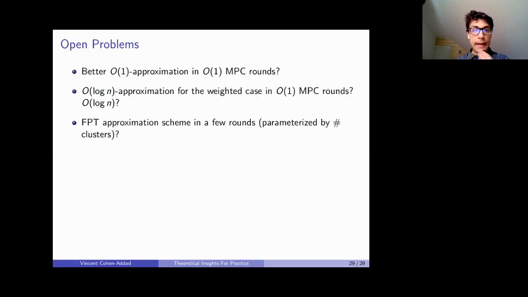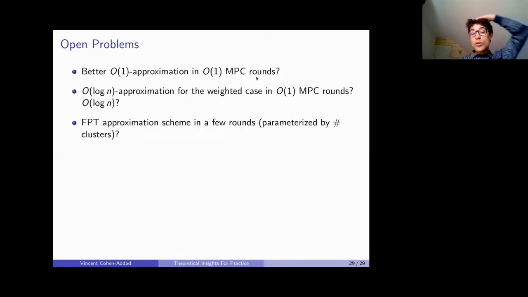Okay. And let me finish maybe with some open problems, and then I'll take some questions. So, as I said, the approximation guarantee we prove is so bad that I didn't dare put it here. But I think it's a good open question. If you get a better approximation guarantee, again in still O(1) MPC rounds, that would be nice.